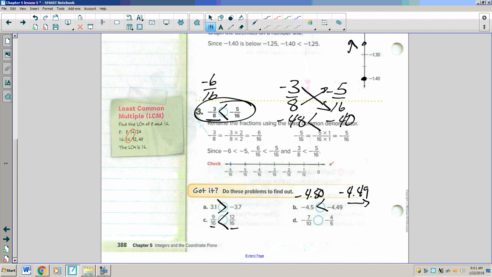7/10, 4/5. You could do common denominators. That would be negative 8/10. Or you can cross multiply. That'll help you with some fractions. So this is negative 35. This is negative 40. Negative 35 is greater than negative 40. So negative 7/10 is greater than negative 4/5 because it is farther right on the number line.